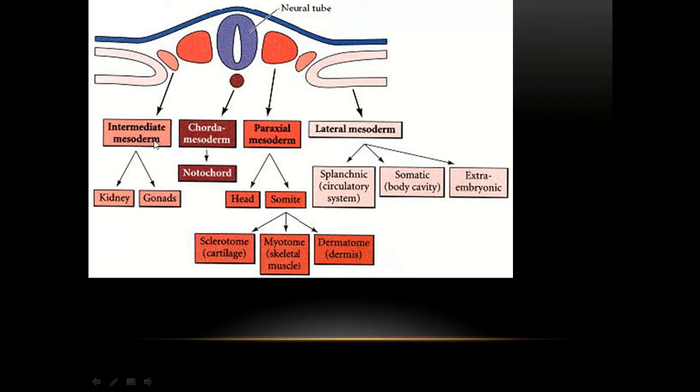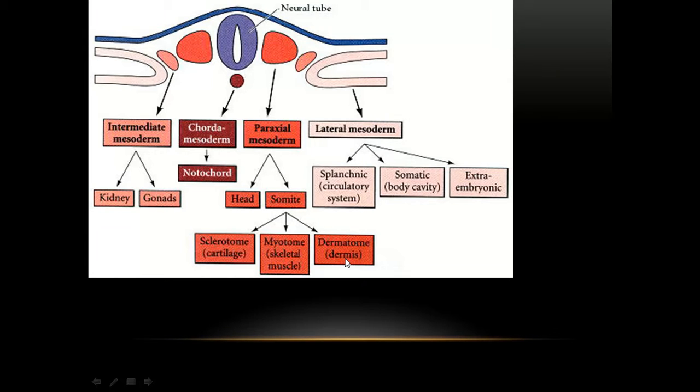Okay. Paraxial mesoderm again gives rise to somites, and head mesenchyme can also be derived from it. Somites are described as possessing three components. We have the sclerotome and the dermomyotome, which divides into myotome and dermatome. Sclerotome gives rise to cartilage tissue and associated structures. Myotome gives rise to skeletal muscle, and dermatome gives rise to dermal structures. Okay, paraxial mesoderm, somites, and head mesenchyme.